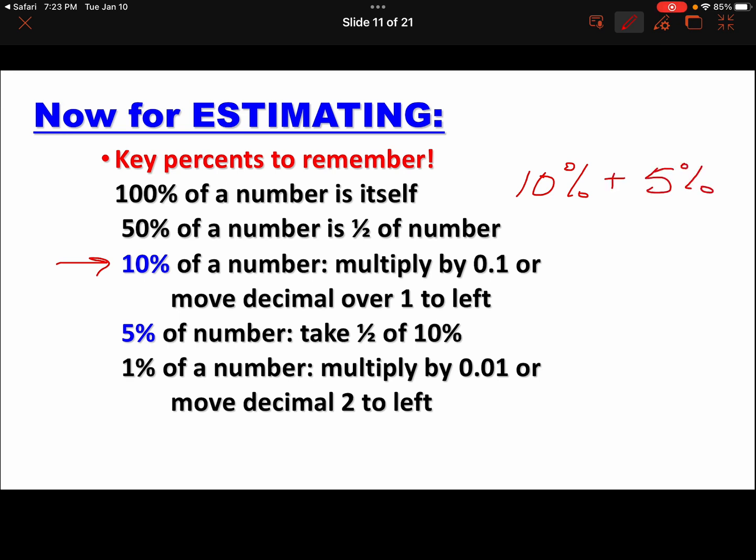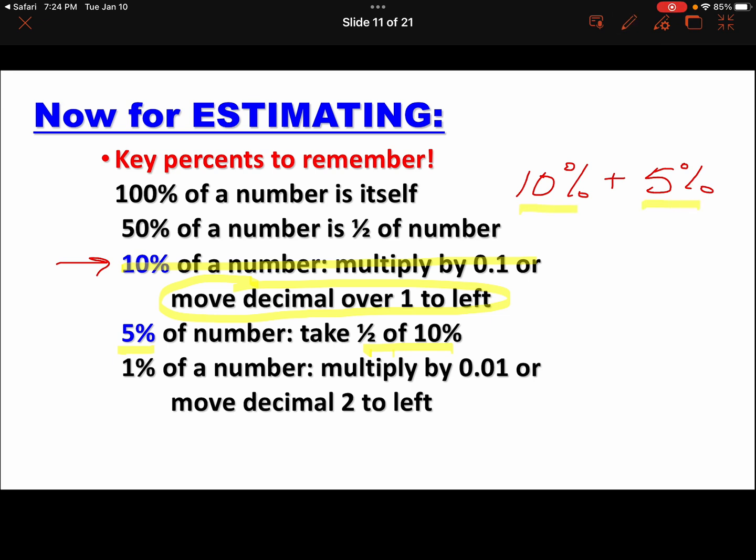Now, what I want you to notice is, this is the important part for this. To find 10% of any number, all you have to do is multiply by 0.1. But that is not the mental math. Anytime you want 10% of something, all you have to do is move the decimal point over 1 to the left. So we're going to get to that in just a second. Now, 5%, what I want you to notice is 5% is exactly half of 10%. So if you can mentally come up with a 10%, all you have to do is take half of your 10%, and you take your 10%, then you add your 5%.